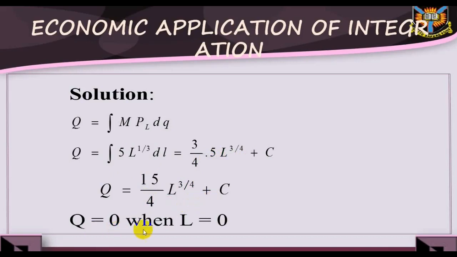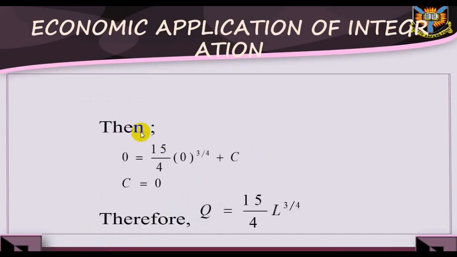Q equals 0 when L equals 0. Then 0 equals 15 over 4 times 0 raised to power 3 over 4 plus C. Therefore, Q equals 15 over 4 L to power 3 over 4.